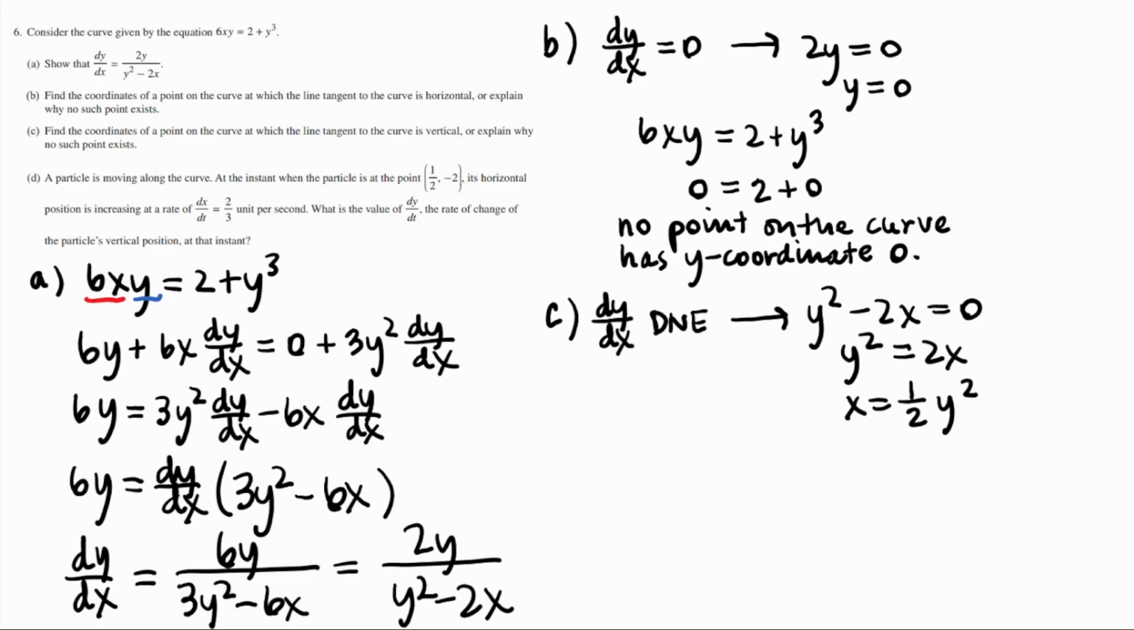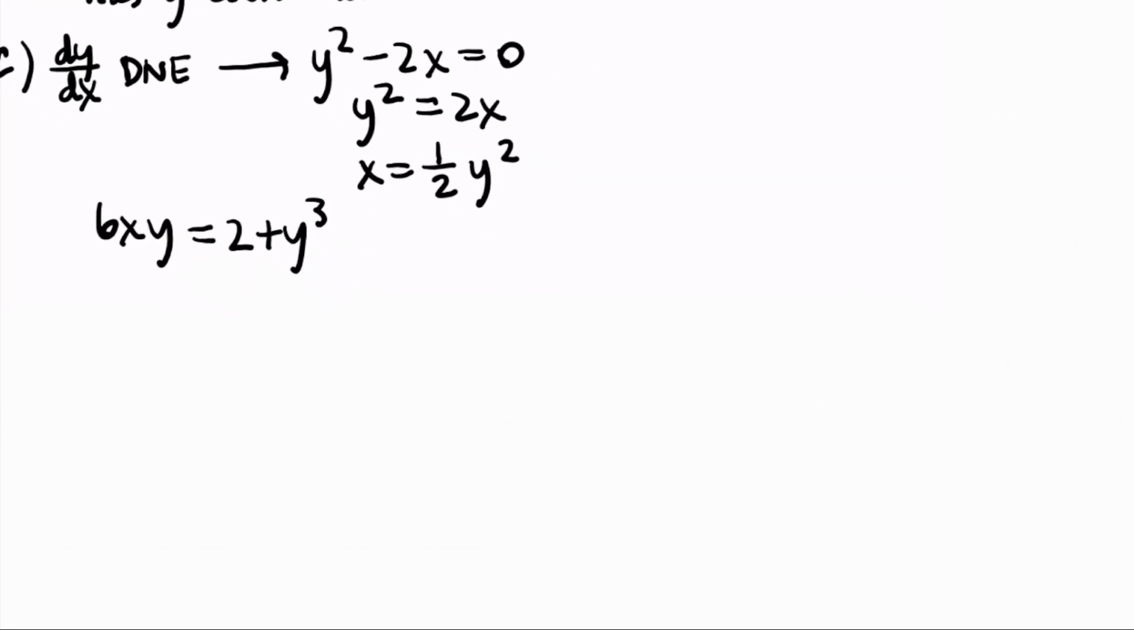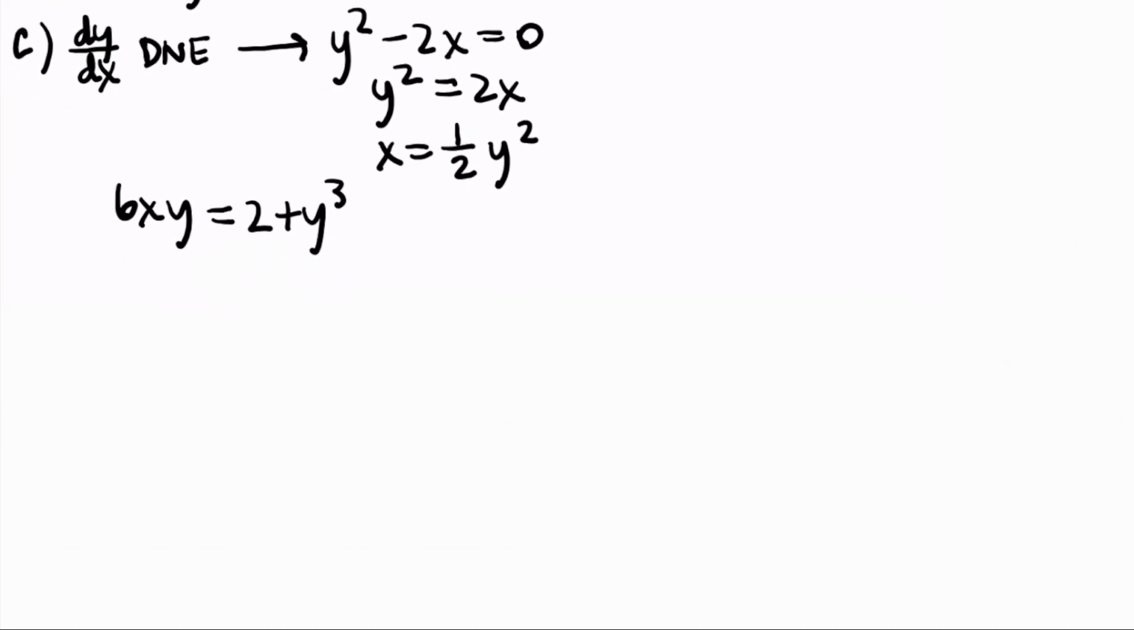Okay, so what we're going to do is go back into the original equation and plug in there. So I'm going to say 6xy equals 2 plus y cubed. X equals half of y squared. I'm going to just look at this for a minute. 6x times 1/2. Wait, no, pardon me. X is 1/2 y squared. 6 times half y squared times another y equals 2 plus y cubed.